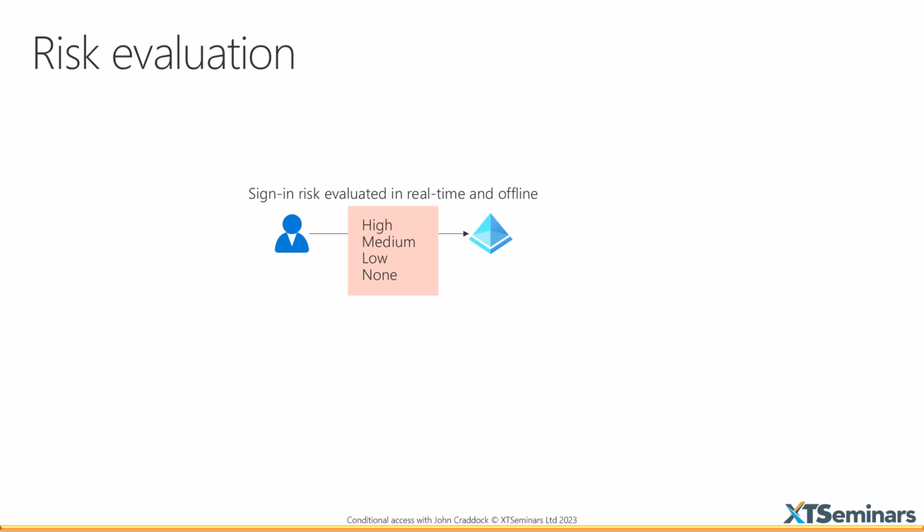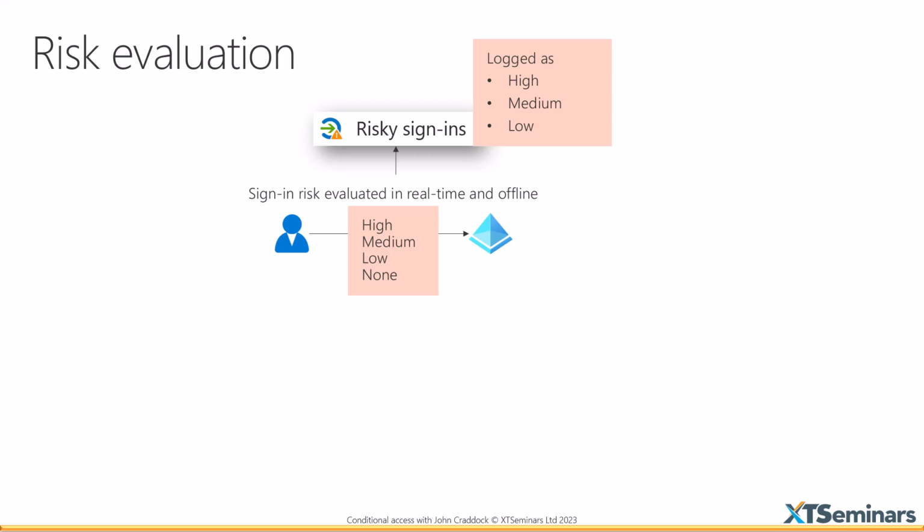So we have to accept that a sign-in could be classified as high risk, medium, low, or none. There may be no risk associated with that particular sign-in. And what we need to do is respond. And it could be that we respond by actually looking at reports, or it could be that we respond, as we're talking about, through conditional access policy. So those events get put into the risky sign-in report. So that's where we can see them. And in the report, you'll see them logged as high, medium, and low. Obviously, it doesn't log something that has no risk associated with it.